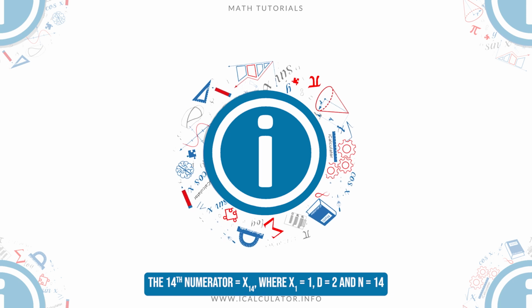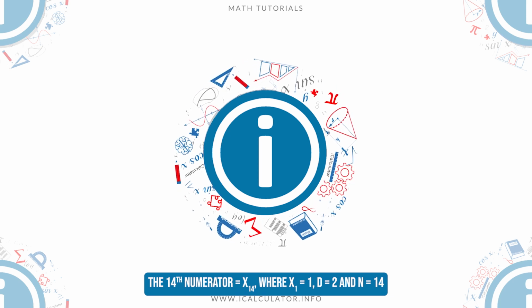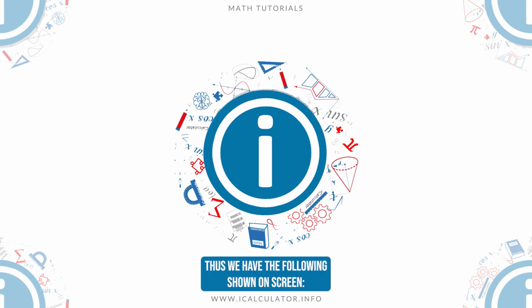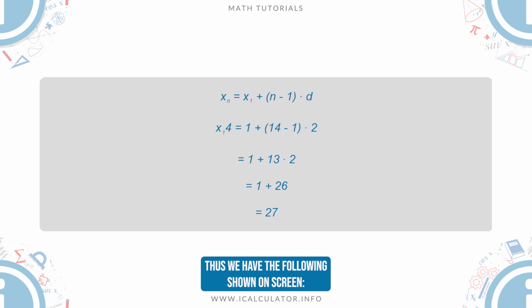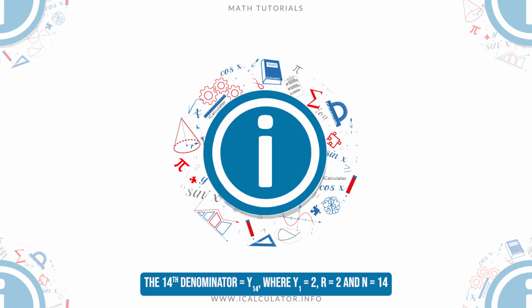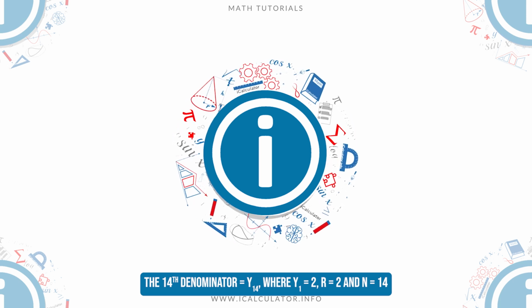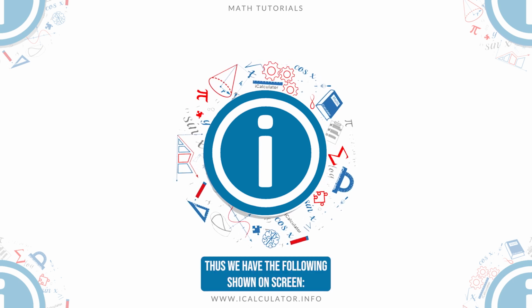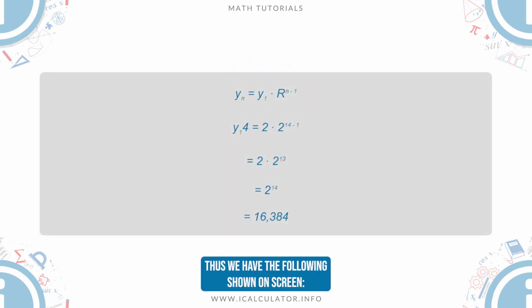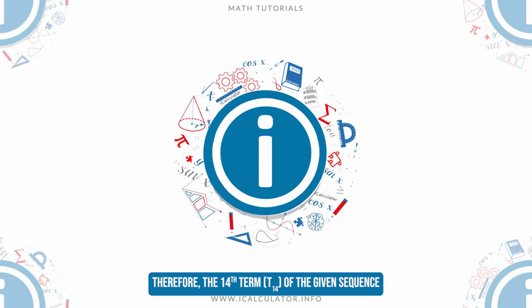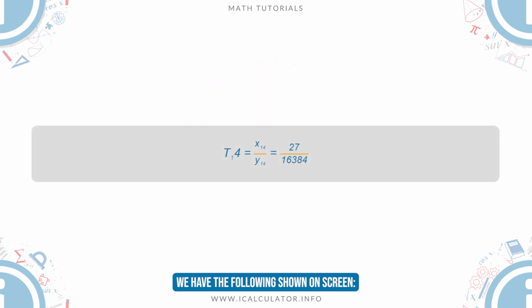For example, if we want to find the 14th term of this sequence, the 14th numerator equals x14, where x1 is equal to 1, d equals 2 and n equals 14. Thus, we have the following shown on screen. The 14th denominator equals y14, where y1 is equal to 2, r equals 2 and n equals 14. Thus, we have the following shown on screen. Therefore, the 14th term, t14, of the given sequence is shown on screen.